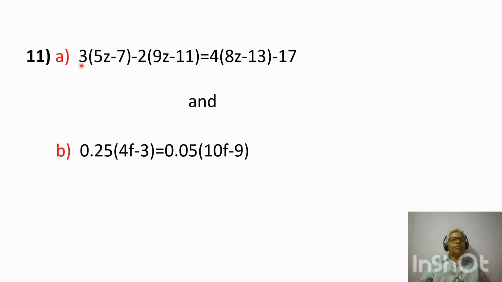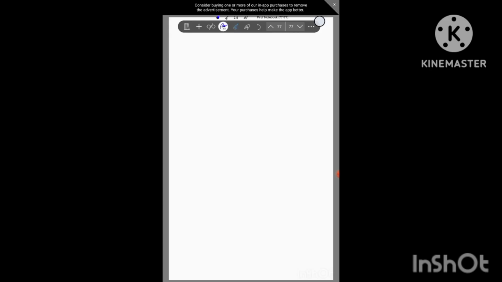Students, problems. Problem 1a: 3 into bracket 5z minus 7, minus 2 into bracket 9z minus 11, equals 4 into bracket 8z minus 13, minus 17. And 0.25 into bracket 4f minus 3 equals 0.05 into bracket 10f minus 9. Now we are trying to solve some problems. Okay, read this.